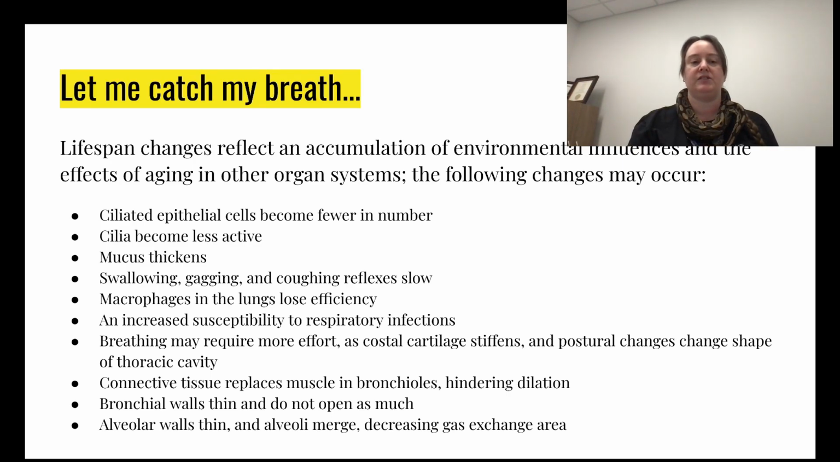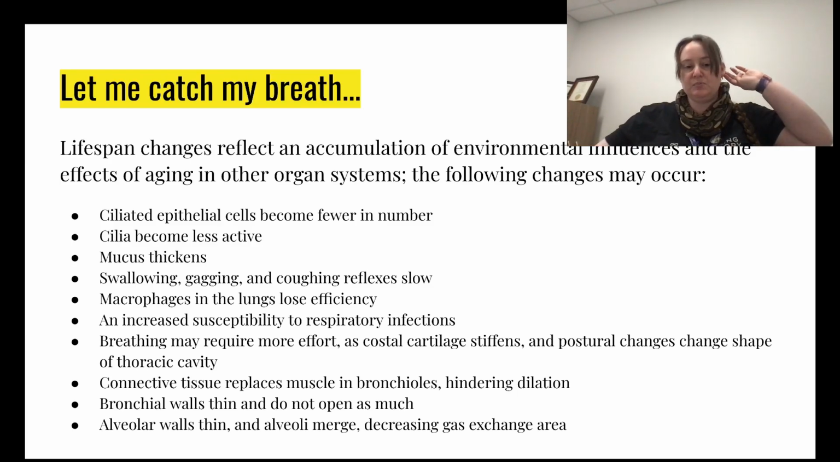So they're not doing as well as a job. Again, because of all this, there's increased susceptibility to respiratory infections. Breathing may require more effort as costal cartilage stiffens in your rib cage, and your posture changes. Unfortunately, my grandma is definitely shrinking, and she's developed a bit of a hunch. When you're hunched, don't try it sometime, just hunch over and try to take a deep breath while you're scrunched up like this. You can't do it as well as you can when you're sitting up fine. So if you're hunched over, you can't get a good deep breath.